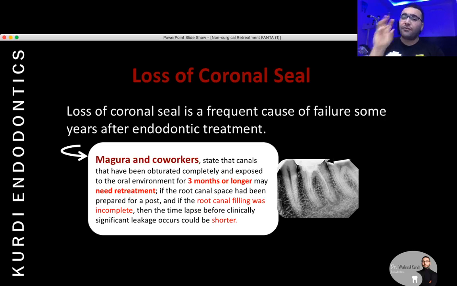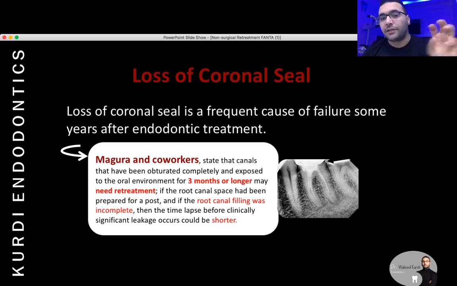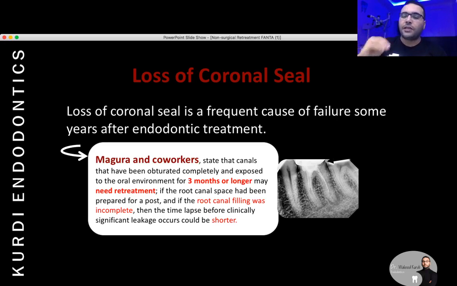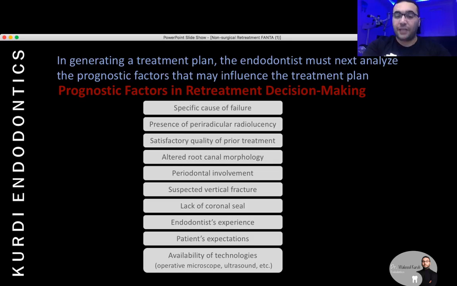So if you have a tooth, even with good obturation, that was without a good coronal seal for 3 months or longer, for sure it will just need retreatment. So the loss of coronal seal is a very, very important factor we have to mention here.